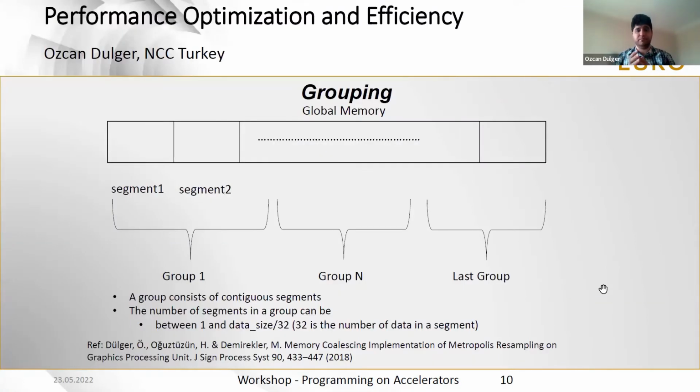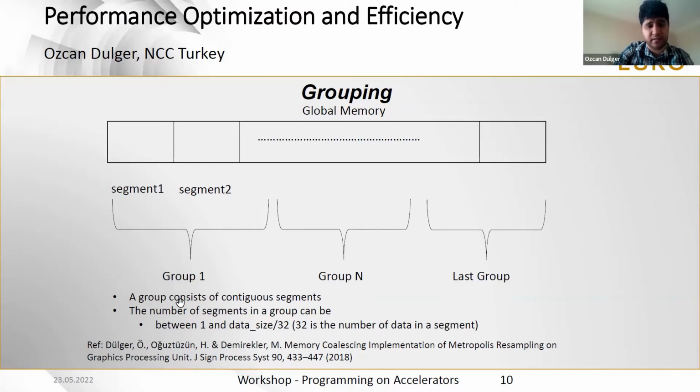So how can we remove or eliminate the non-coalesced access of the global memory? One approach is grouping. This is an approach that we used in our study in the past. Here is the reference. So what do we mean by grouping?